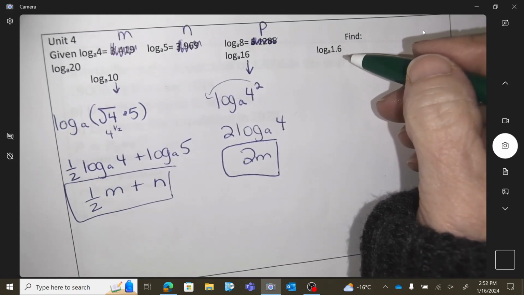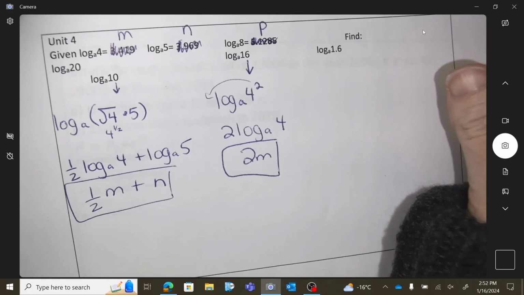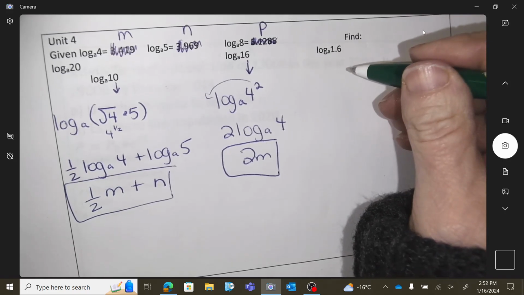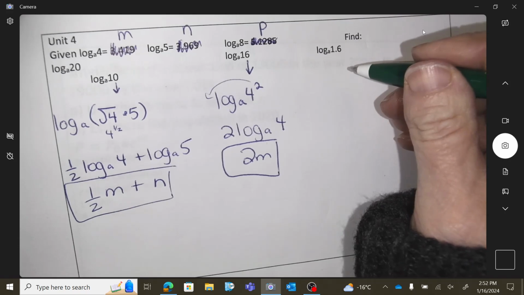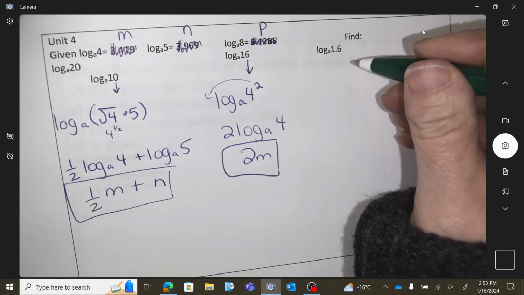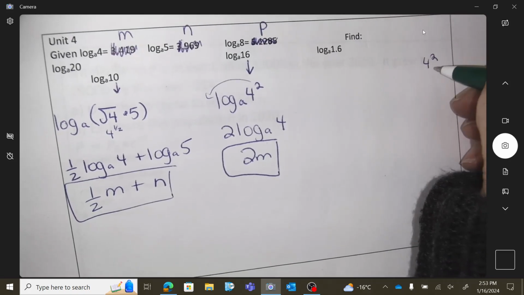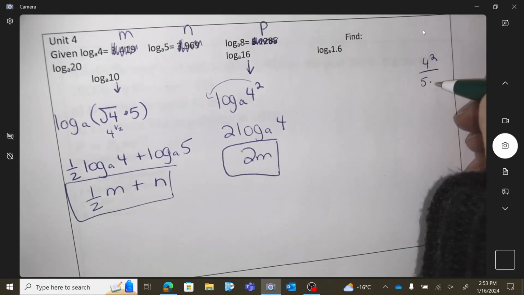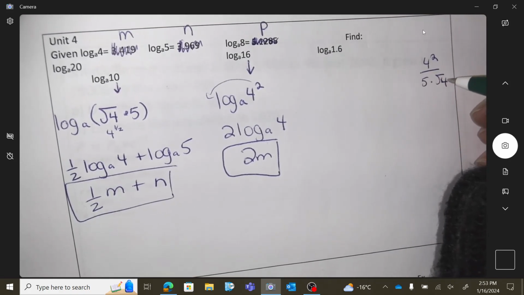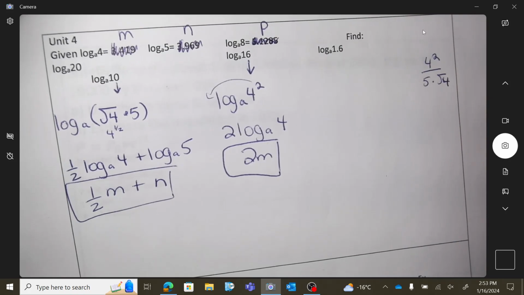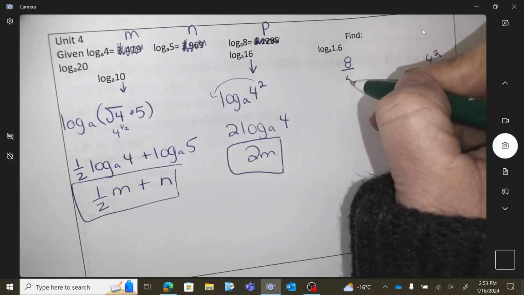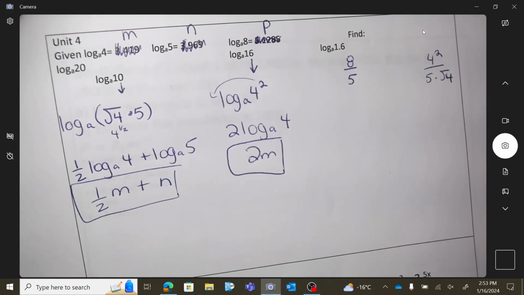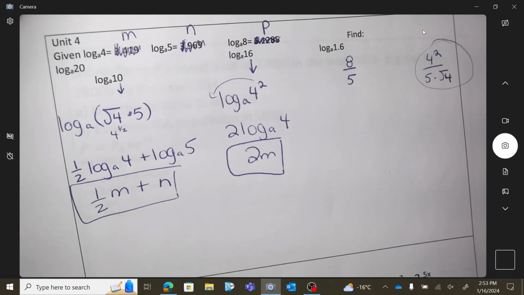Okay, 1.6, how do you, what did you do? No, what did you do? 4 squared. 5 times 2, but there's no 2, but you maybe want to do that. That gets you there. That's a very complicated way of getting there. There's something simpler. 8 divided by 5. 8 divided by 5. That also works. Do your way. That works.